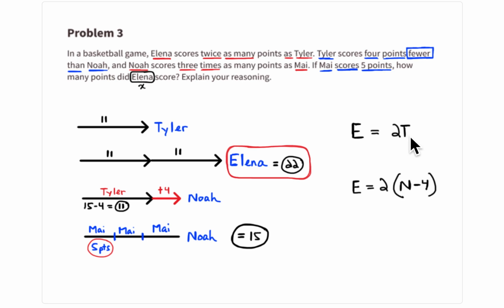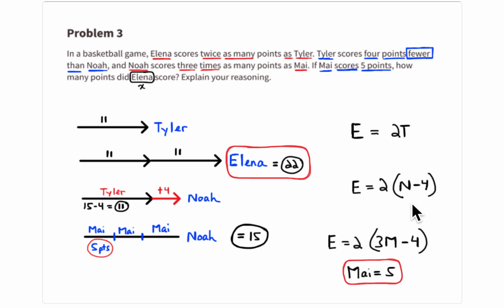Now we know that Tyler scored 4 points fewer than Noah. So we can replace Tyler's score with Noah's score minus 4 points. So this is the same as Tyler. So Elena scored twice as many points as Noah minus 4 points. So this is equal to Tyler, which is 4 points fewer than Noah.